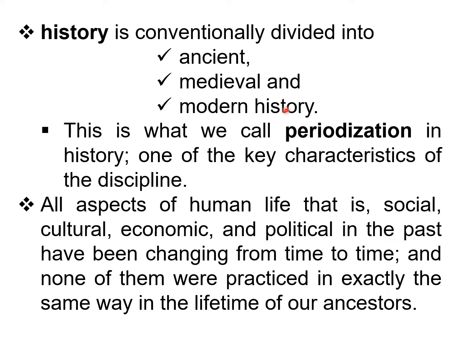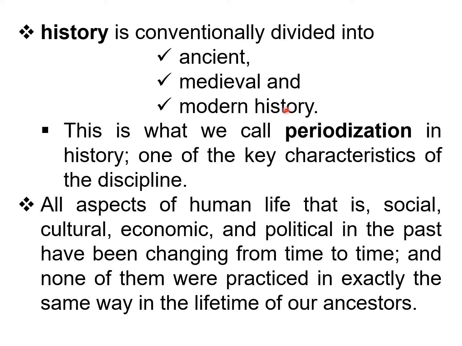By separating the three important periods, those are ancient, medieval, and modern. That is called periodization. One of the key characteristics of the discipline of history is periodization. It is not a simple thing; it is a key. In the discipline of history, every event occurred in a period. So putting events in a period of ancient, medieval, and modern separately, that is called periodization. That is why it is important in history.